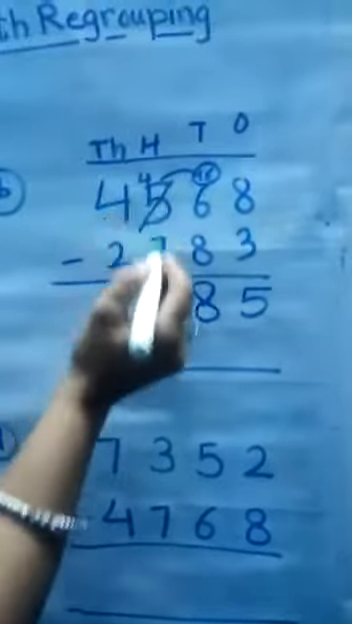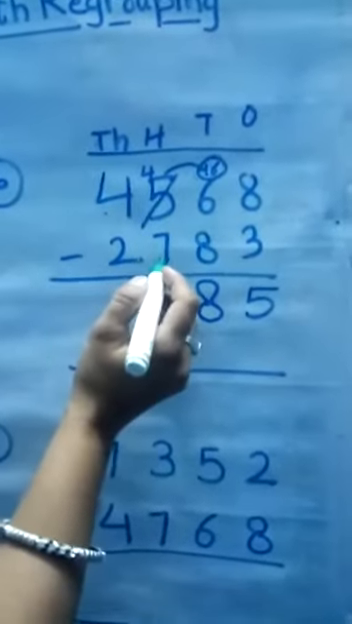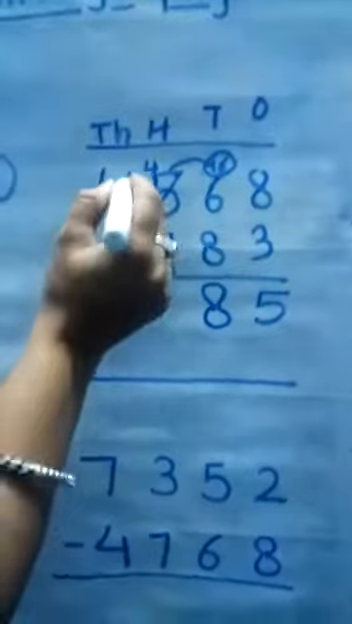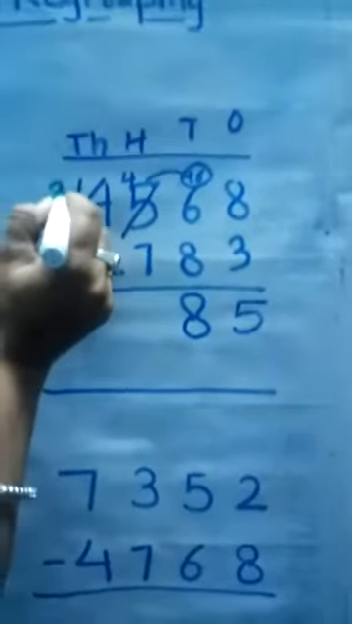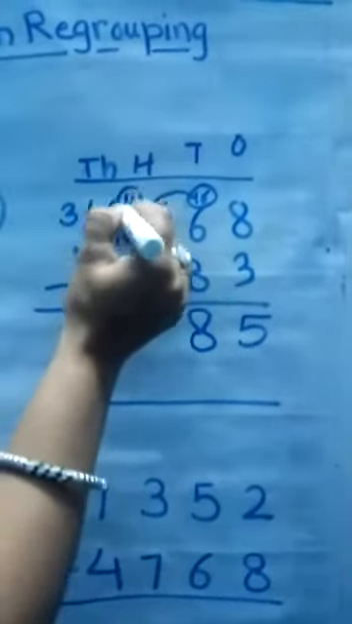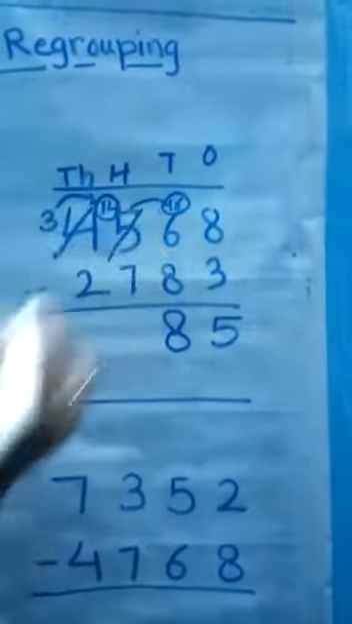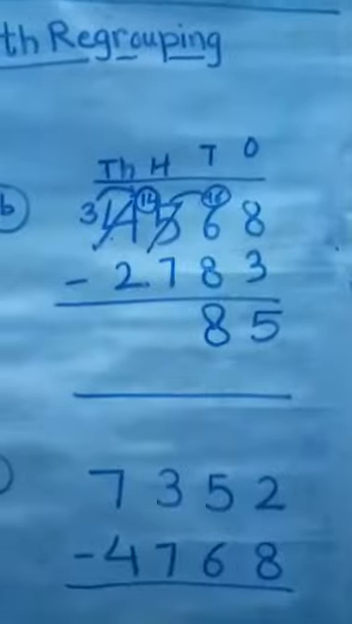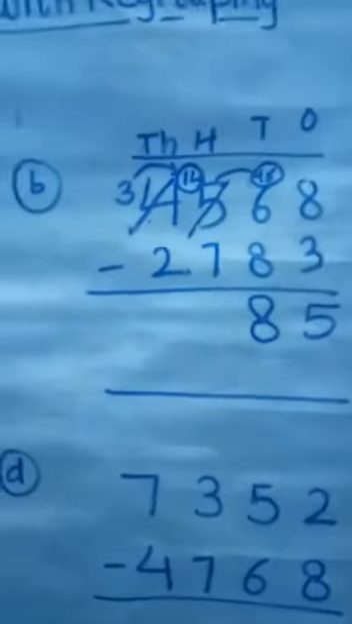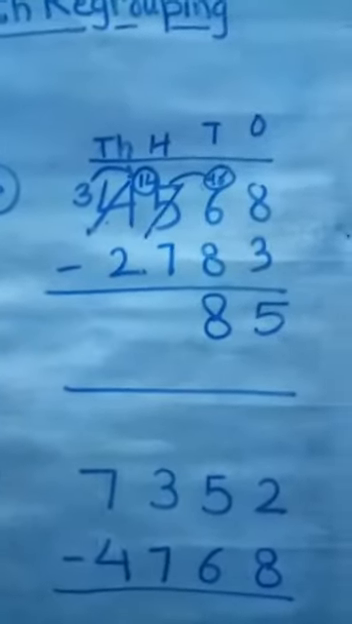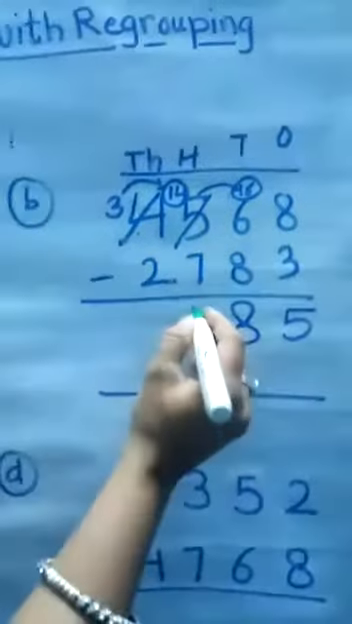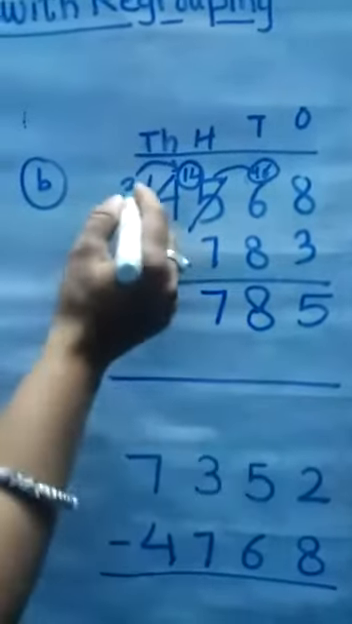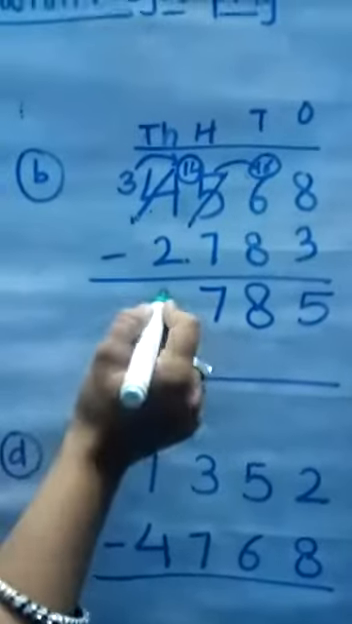Now look everyone, from 4 it is very difficult to deduct 7. So again we have to borrow from thousands place. 3 is here and 1, 4, 14 is here. So we have to deduct 7 from 14. So 7, 8, 9, 10, 11, 12, 13, 14. How many numbers are left here now? 7. Now 3 minus 2 is very easy. So we have to write down 1.